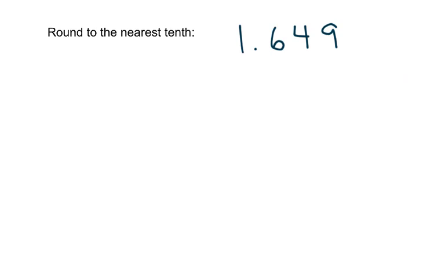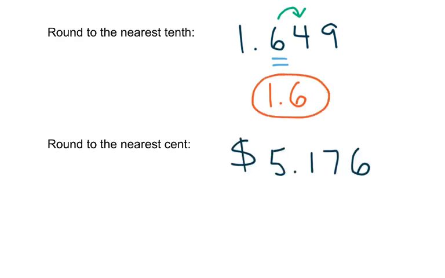Our next example is round to the nearest tenth, 1.649. First thing you have to do is find the tenths place. That's where the 6 is, so that's going to be the last digit in our answer. To decide whether we round up or down, we look one space to the right. That's a 4. 4 or lower means we round down, so when I round this to the nearest tenth, it's going to be 1.6.